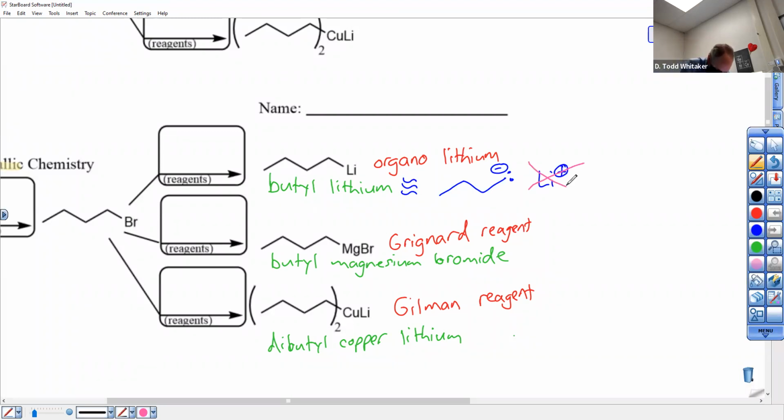Similarly, with a Grignard reagent, you've got your same butyl minus, and the other spectator is this complex ion, MgBr with a plus. It's like magnesium has a 2+ charge. Only one of those is balanced with a Br, the other's left over. And that makes that also a spectator.